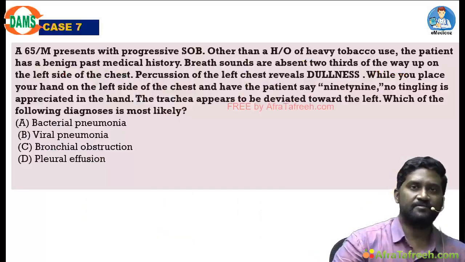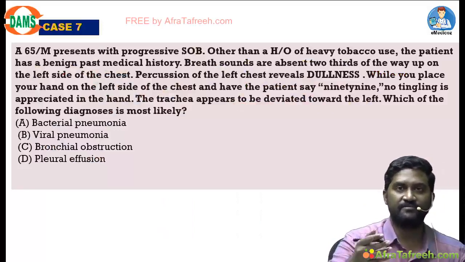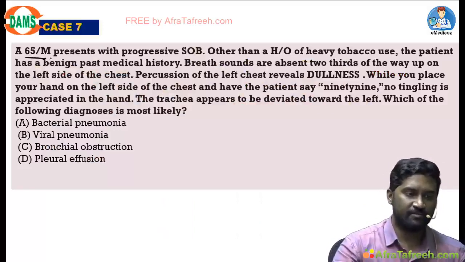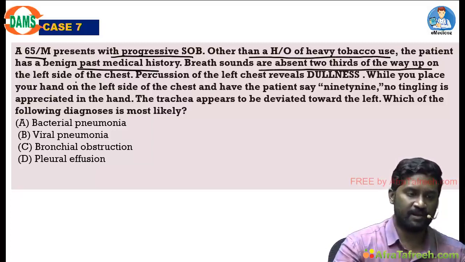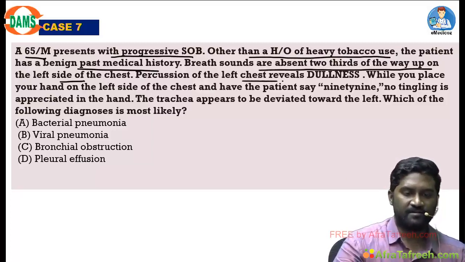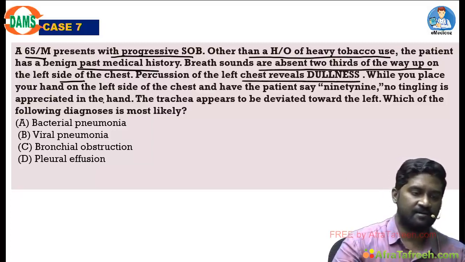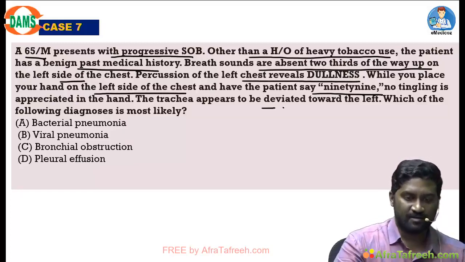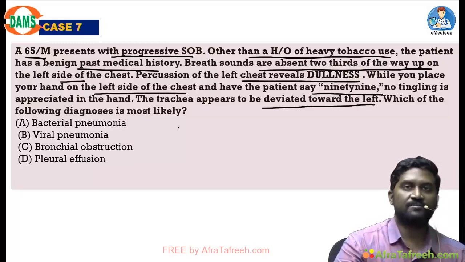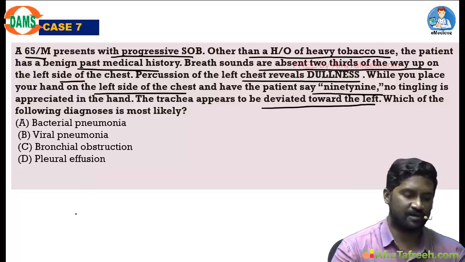Now one such new case scenario based question is this. A 65-year-old male presents with progressive shortness of breath, other than heavy tobacco use. Patient has a benign past medical history. Breath sounds are absent over the left side of the chest. Percussion reveals dullness on the left chest. While you place your hand on the left of the chest and ask the patient to say 99, no tingling is appreciated. Trachea is deviated towards the left. Which of the following diagnosis is most likely?